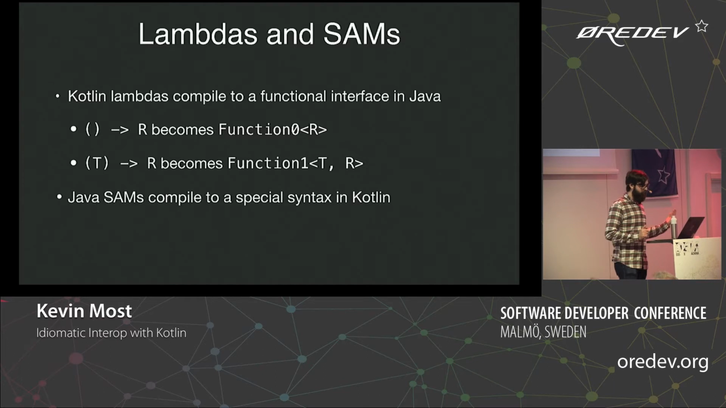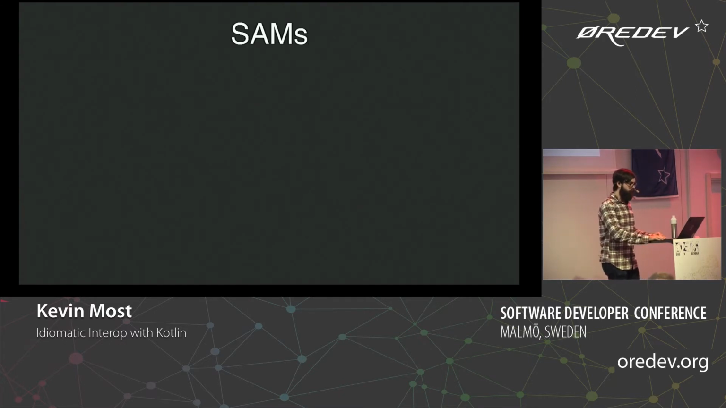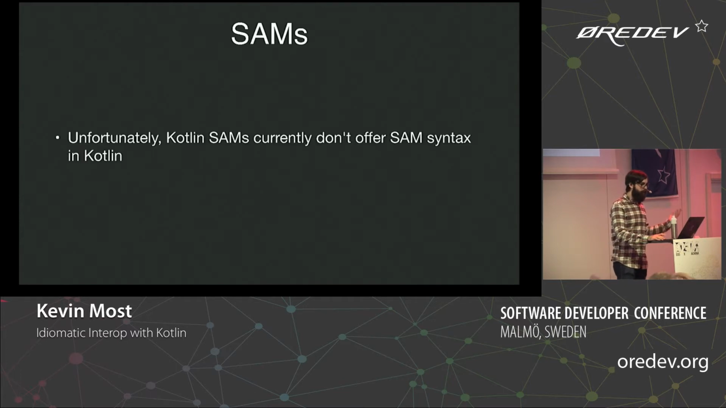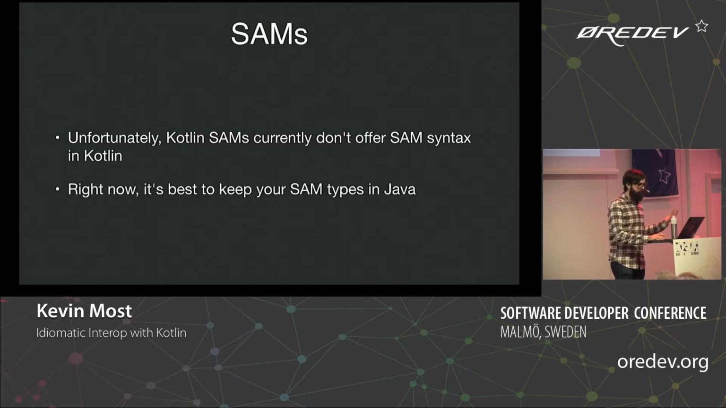And Java SAMs become this weird special syntax in Kotlin. Let's say you have, I've seen it with OnClickListener in Android. It would be OnClickListener and then curly braces and then the method body of that single abstract method. Unfortunately though, if in Kotlin you make a single abstract method interface, it doesn't become this SAM syntax. So right now SAMs actually look better when you're interoping than they do all in Kotlin.